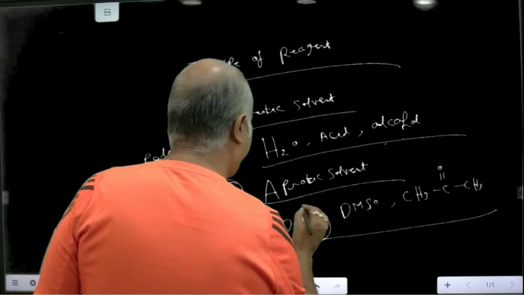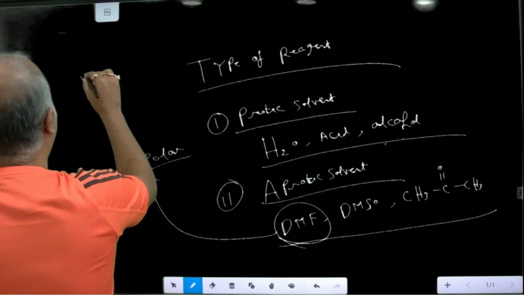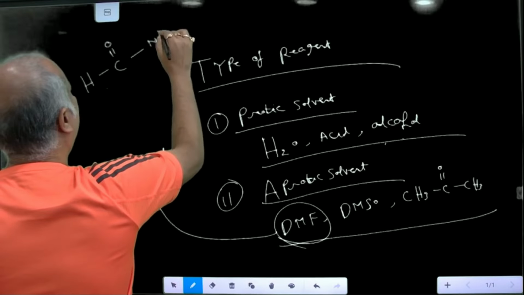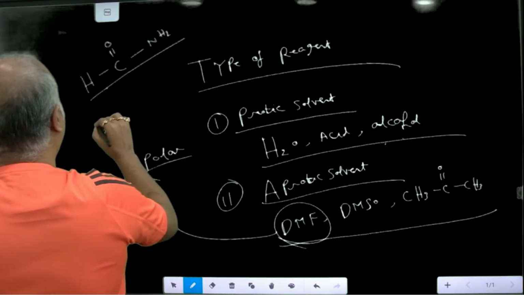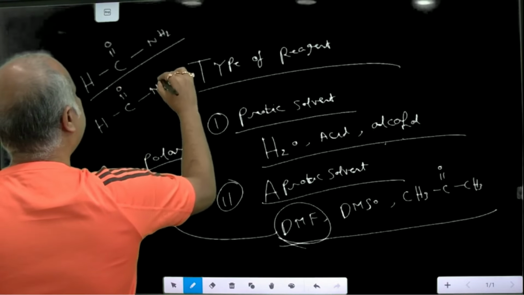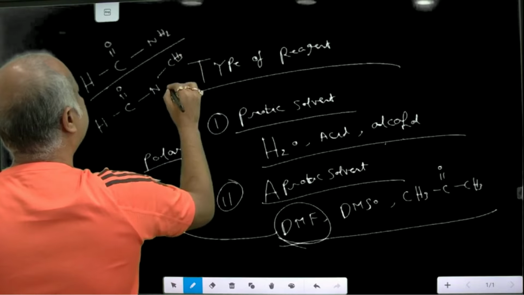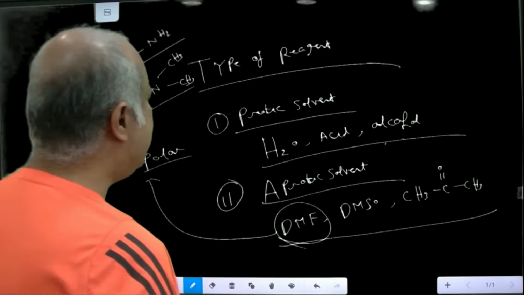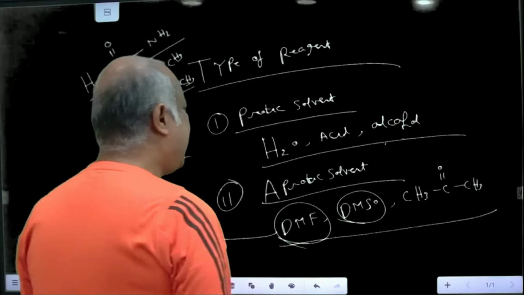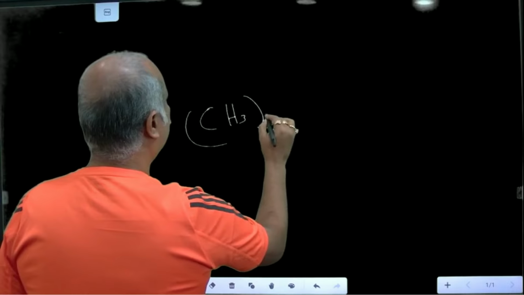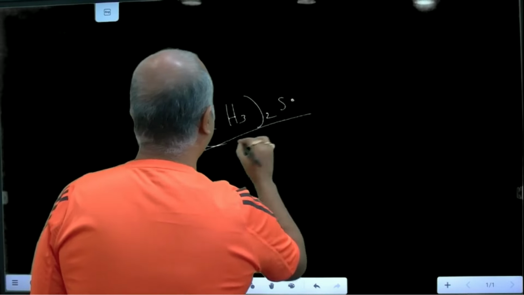So what does DMF mean? DMF means dimethyl formamide. This is the formamide, and this is the dimethyl formamide, known as DMF. DMSO means dimethyl sulfoxide. I will draw the structure. Dimethyl sulfoxide, (CH3)2SO, that is dimethyl sulfoxide.